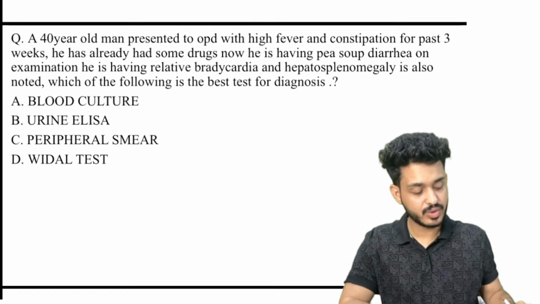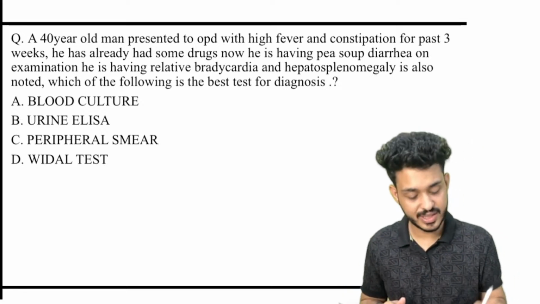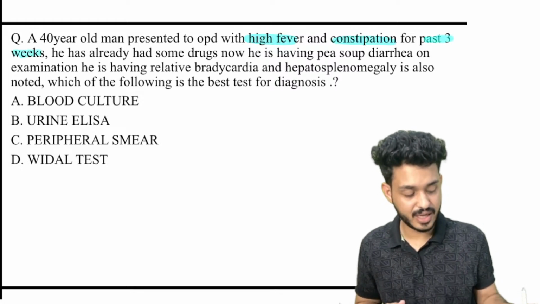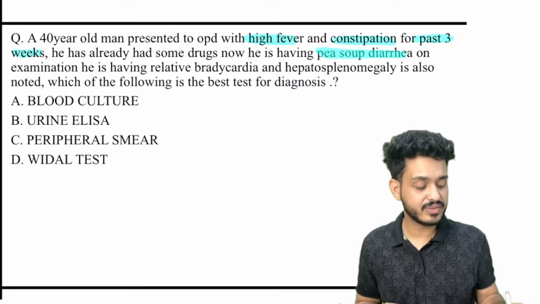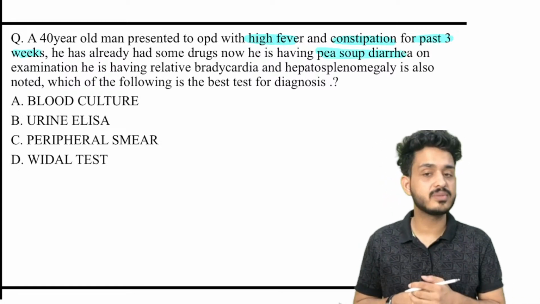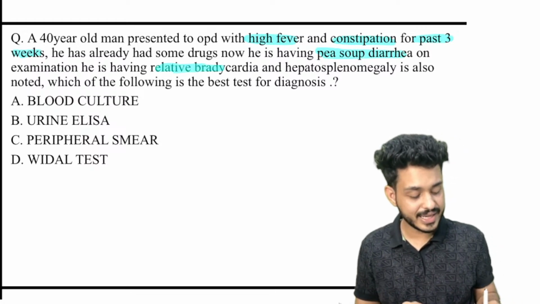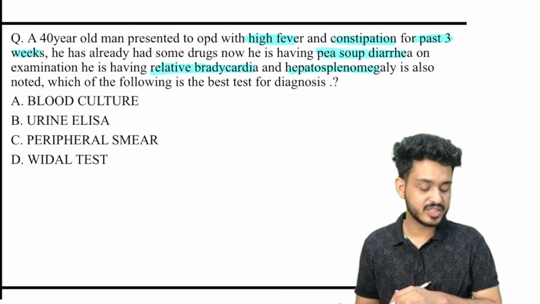Okay, next try to solve this question. A 40-year-old man presented to OPD with high fever. The patient is having high fever and constipation for the past 3 weeks. He has already had some drugs and he is having which kind of diarrhea? Pea soup diarrhea. Very, very important thing. Examination: he is also having relative bradycardia. Another important thing. Hepatosplenomegaly is also given.